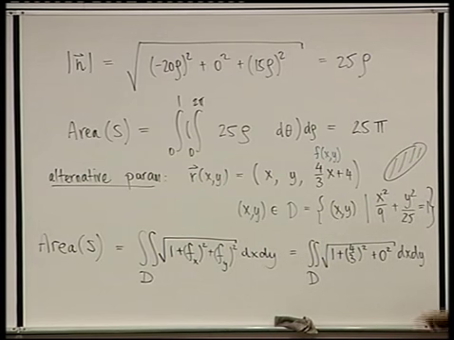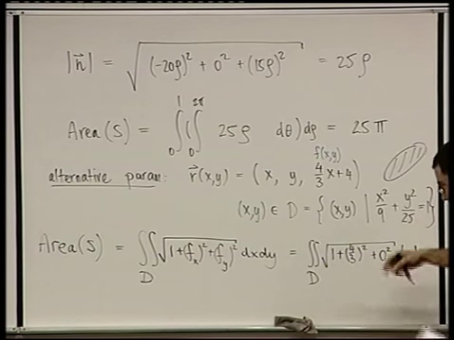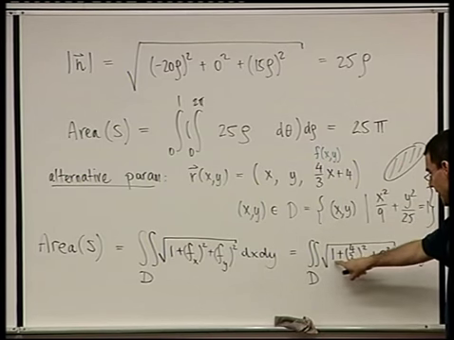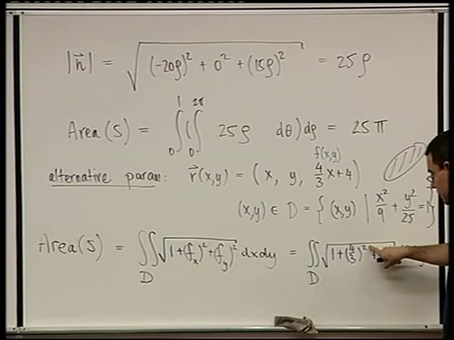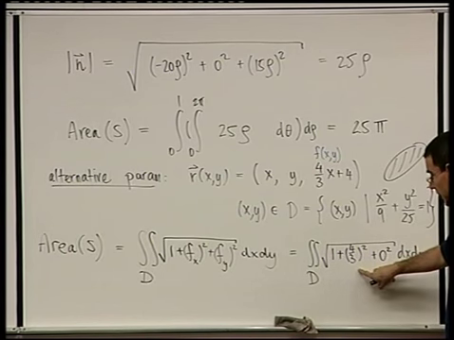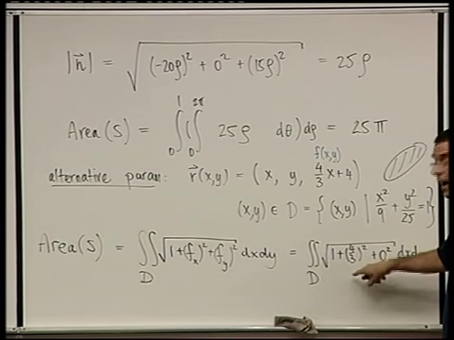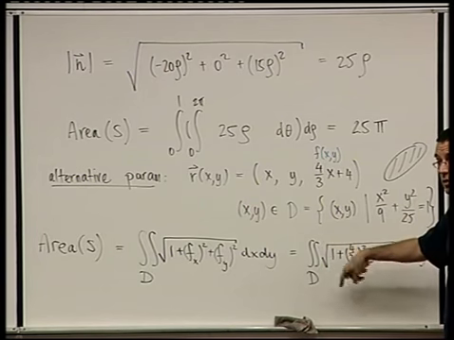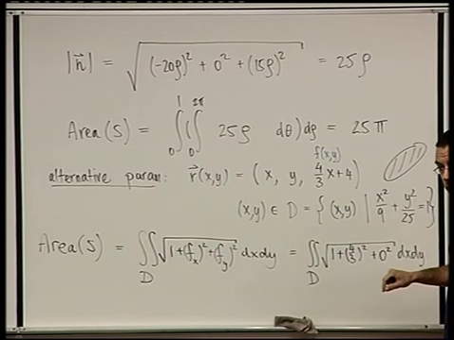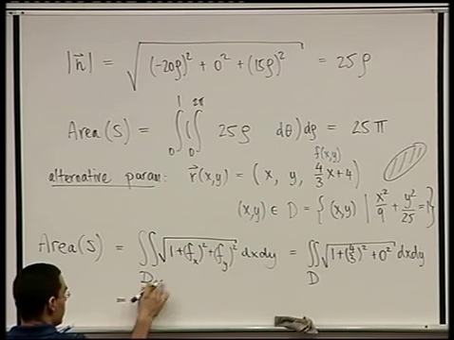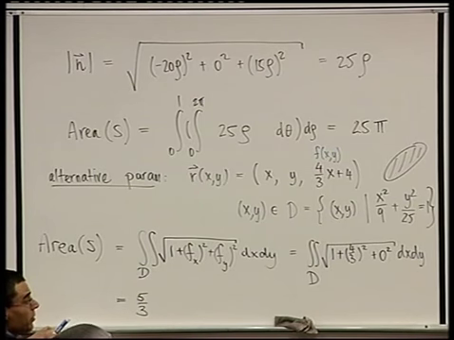Good? So here you can see that we're going to get just a number. The x's and y's somehow disappeared, since it was a very easy function. So what do we have here? We have 4 squared, which is 16 over 9, plus 1, which is 9 over 9. So we get 25 over 9 in here. We have to take the root of that. That's 5 over 3. Do you agree? So it's 5 over 3. That was that root over there.